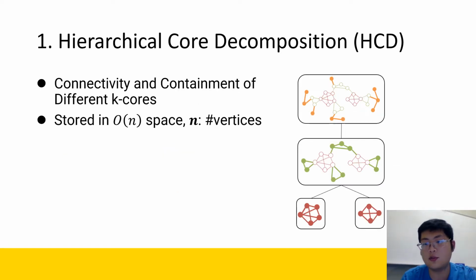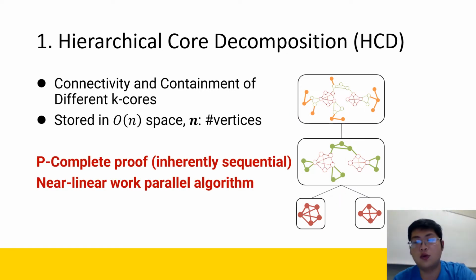Therefore, the first problem we want to study is hierarchical core decomposition, which formalizes the connectivity and the containment of different k-cores. And it can be stored in O(n) space, where n is the number of vertices. So here is an example. We prove that the problem is P-complete, which means that it's inherently sequential. Despite this negative result, we design a near linear work parallel algorithm for it.